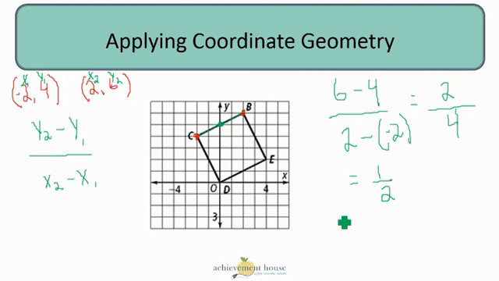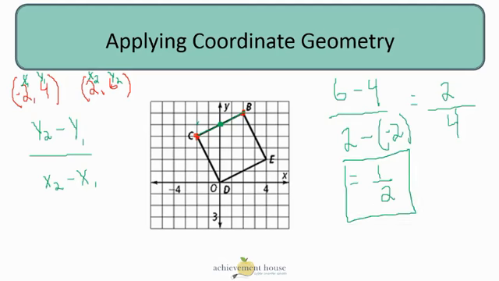And so for every 1 unit the line goes up, it goes to the right 2. And we can see that here. If we go from point C to the midpoint, it goes up 1 and over 2. And then from the midpoint to point B, up 1 and over 2. Just a good way to check your algebra. And so our slope of CB is 1/2.